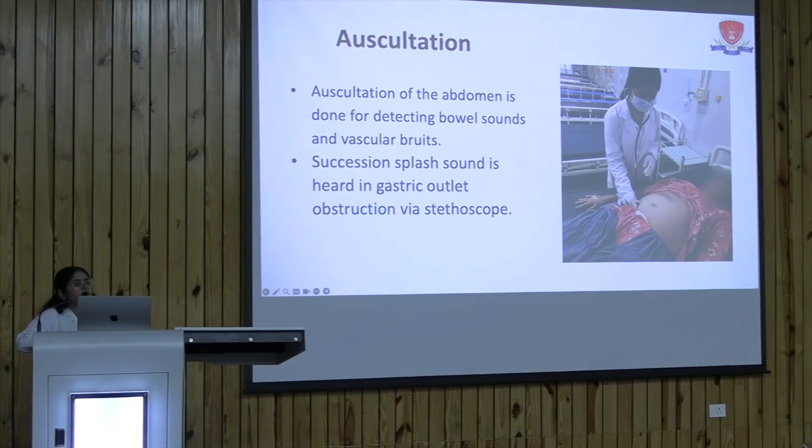Auscultation of the abdomen is done for detecting bowel sounds and vascular bruits. Succussion splash sound is heard in gastric outlet obstruction via stethoscope.